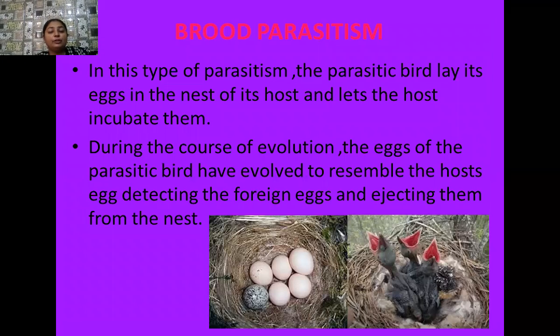Student, now I am going to discuss with you a special case of parasitism, and that is known as brood parasitism. What happens in this type of parasitism? The parasitic bird lays its egg in the nest of its host bird and lets the host bird incubate. And what happened during the course of evolution? The eggs of the parasitic birds have evolved to resemble the host egg. So detecting the foreign egg and ejecting it from the nest is quite difficult for the host bird.